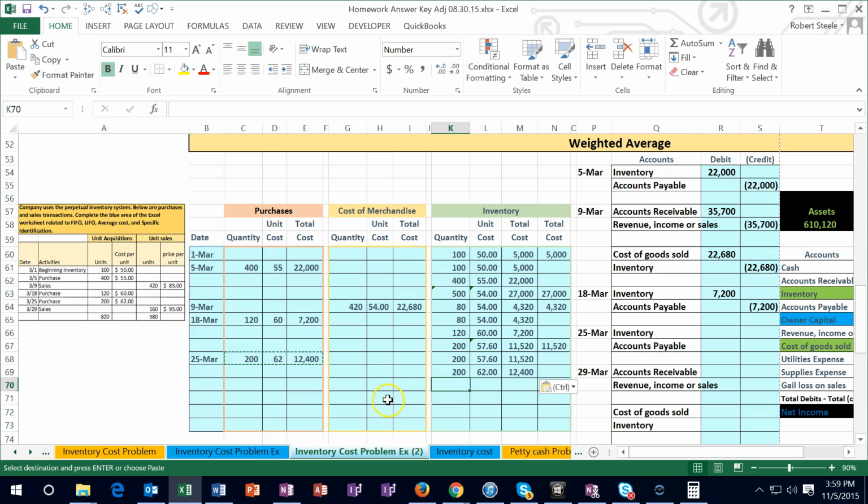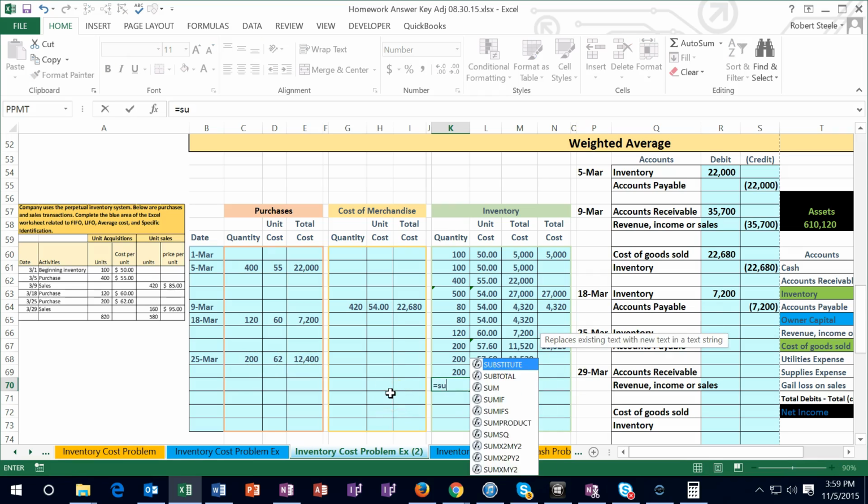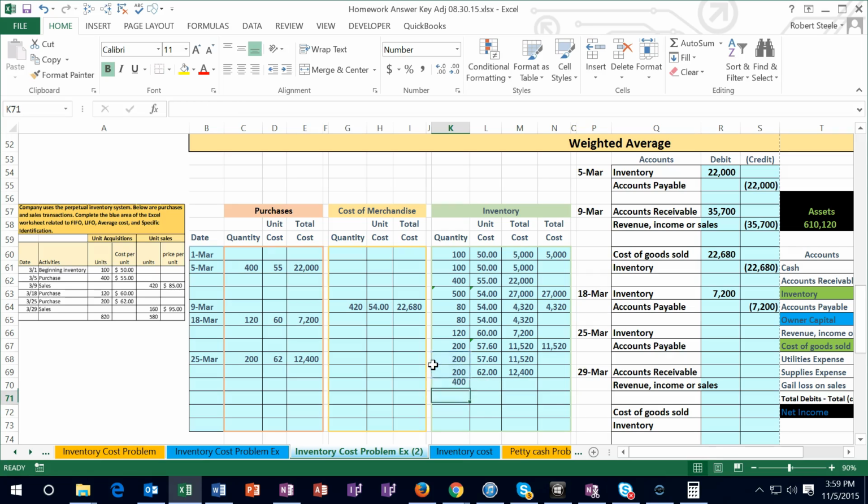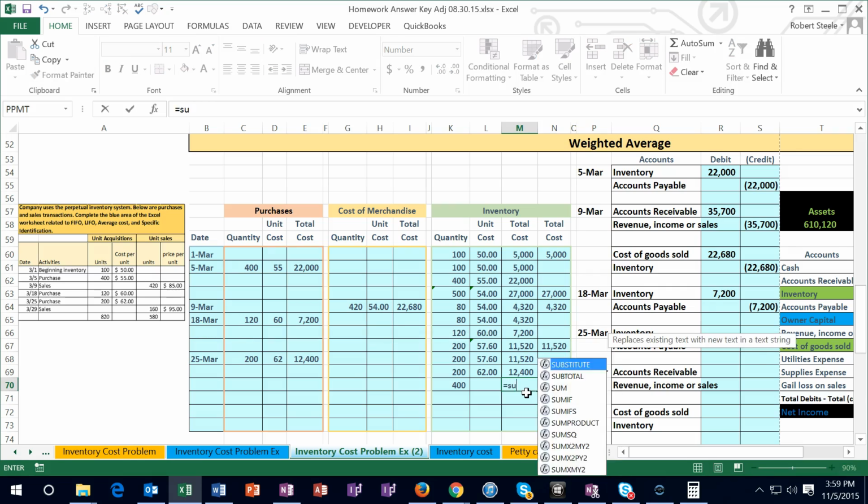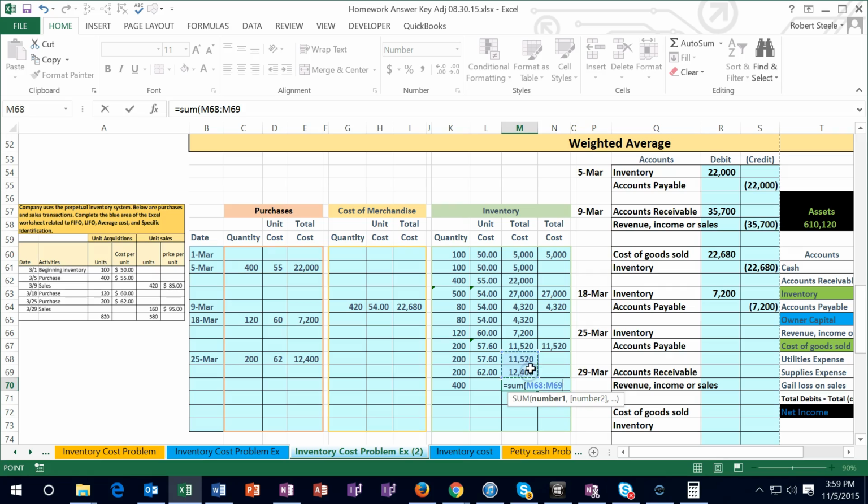Now we'll calculate the new average. So we'll say equals the sum. How many units do we have? 200 plus 200 or 400. How much did they cost in total? Equals sum of the 11,520 plus the 12,4, enter.